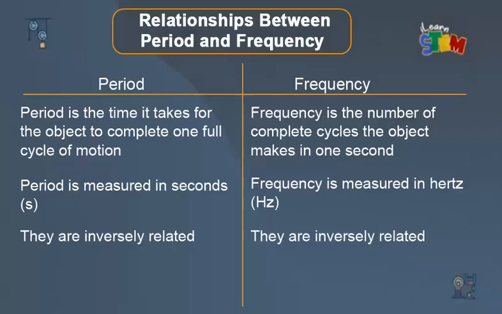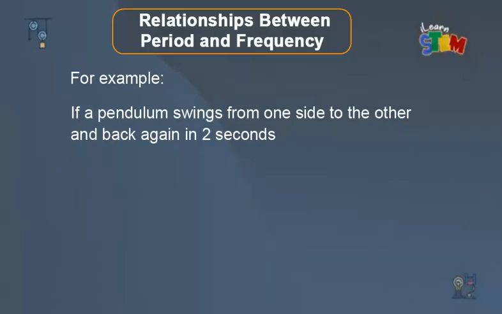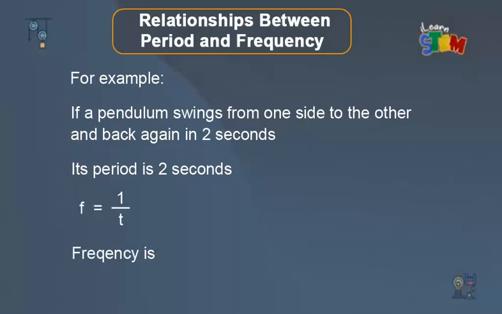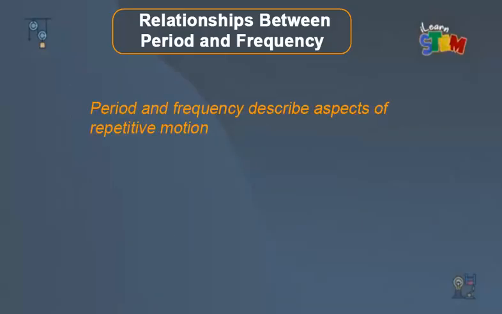The two are inversely related. F equals 1 over T, and T equals 1 over F, where F is frequency, and T is the period. For example, if a pendulum swings from one side to the other and back again in 2 seconds, its period is 2 seconds. So, if the period is 2 seconds, using the formula, the frequency is 1 over 2, which equals 0.5 Hz. Period and frequency describe aspects of repetitive motion, like vibrations or oscillation.